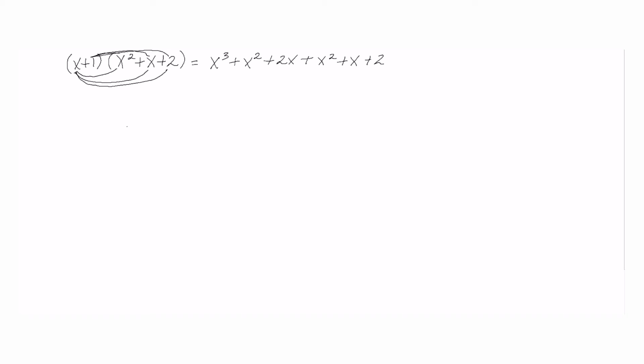So we have some like terms. So we have a pair of x squareds. And as far as x's go, we have 2x plus x, which gives us 3x. And finally, we have our 2. So let's do another one of those. So we'll do x plus 3 times x squared plus 3x plus 9.